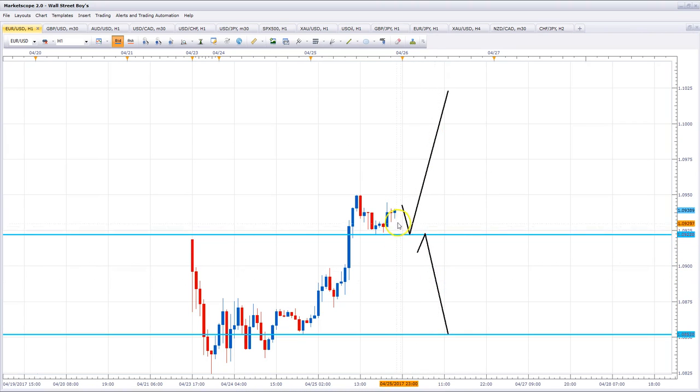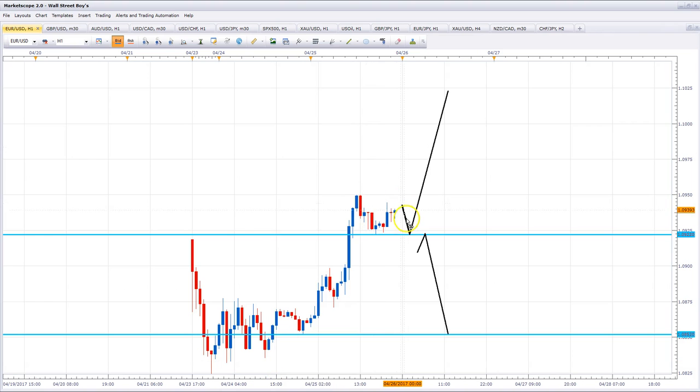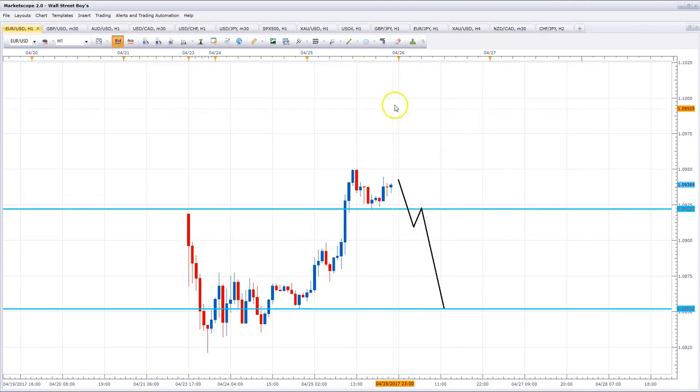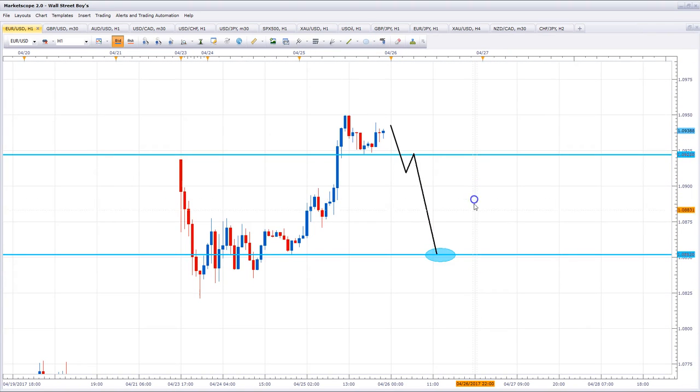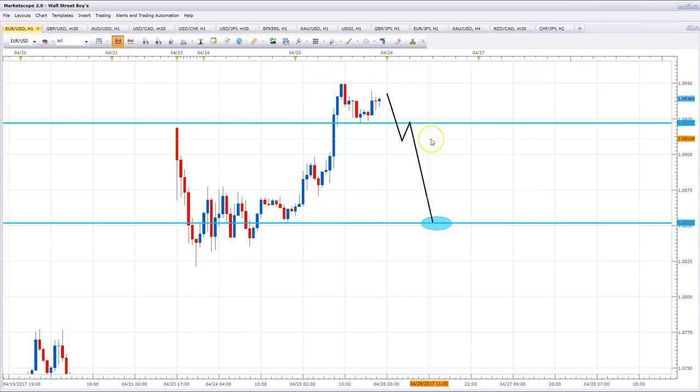Okay, but my expectation is for the price to go down, so I'm not going to be looking for buy opportunities. So make sure to wait for this move to happen, then you're going to go short from there. Target the lower pivot. If you're using another strategy, then you can use these levels as an entry.